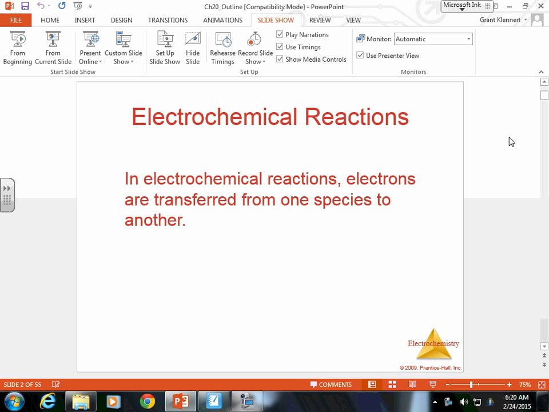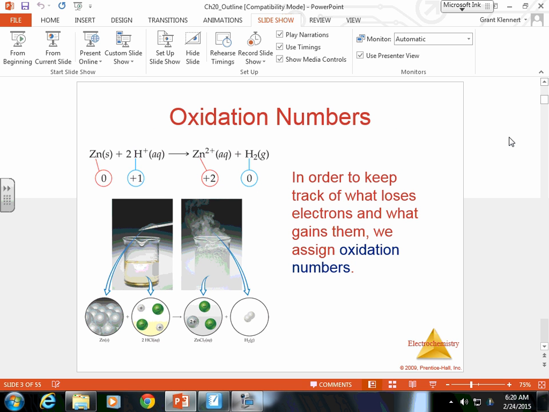So, in electrochemical reactions, electrons are transferred from one species to another. These are called oxidation-reduction, or redox, reactions. And in each of these reactions, we need to assign oxidation numbers to each element to show what is being oxidized and what is being reduced.